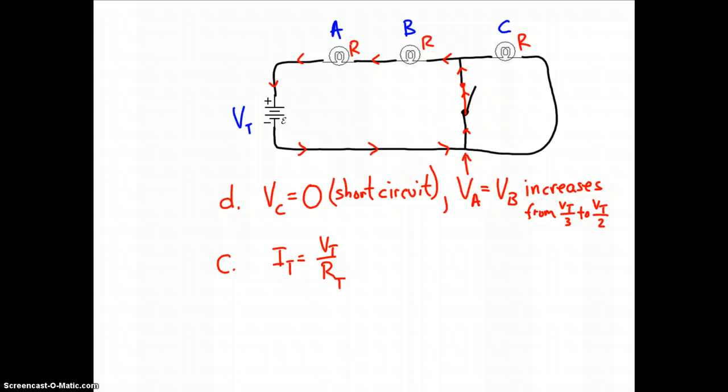Well, what happens to the total resistance? If lamp C is short-circuited, it's no longer part of the circuit. So the total resistance goes from being a value of 3R. Remember, the total resistance in series, you simply add them up. So that goes from 3R to 2R. So what happens to the total resistance? It goes down. The total voltage is not changing. So with the inverse relationship between total current and total resistance, the total current increases.